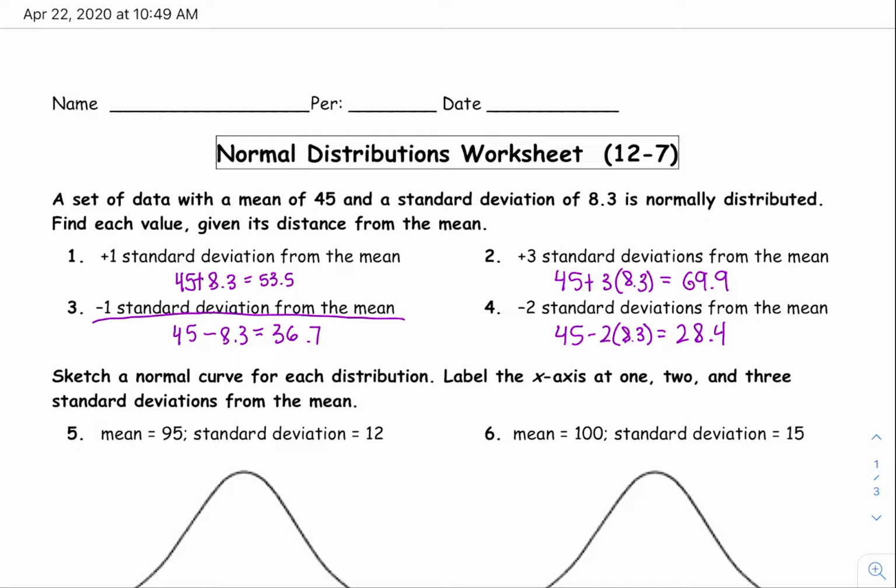Okay, this one says minus 1 standard deviation away from the mean. That means you subtract 1 standard deviation from 45 to get 36.7. And then this is minus 2 standard deviations from the mean, which is 45 minus 2 of these. So you would get 28.4.